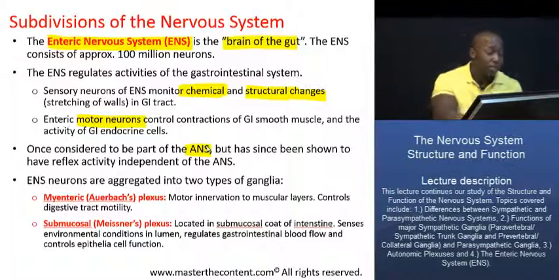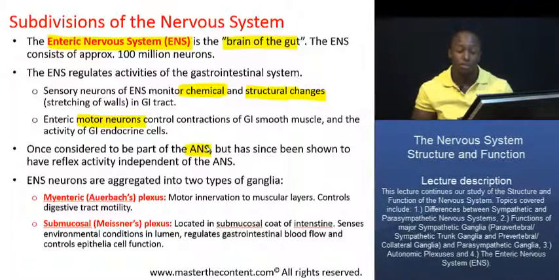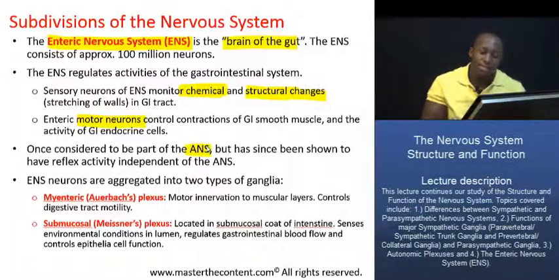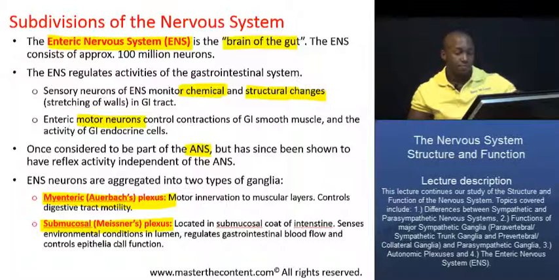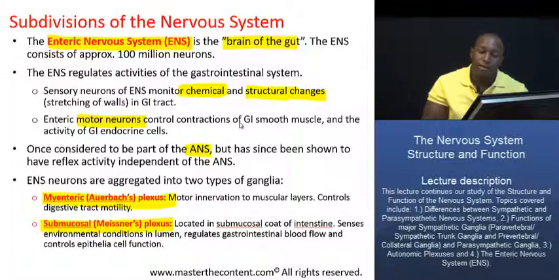Now, the last thing we need to talk about on the slide is the ganglia associated with the enteric nervous system. There are two main types of ganglia. We have the myenteric plexus, also referred to as Auerbach's plexus, and we also have the submucosal plexus, also referred to as Meissner's plexus. Those are the two main aggregations of nervous tissue in the enteric nervous system that pretty much control most of its functions.